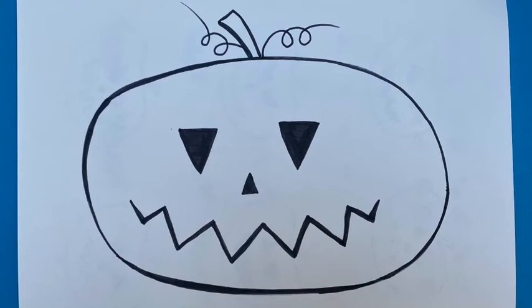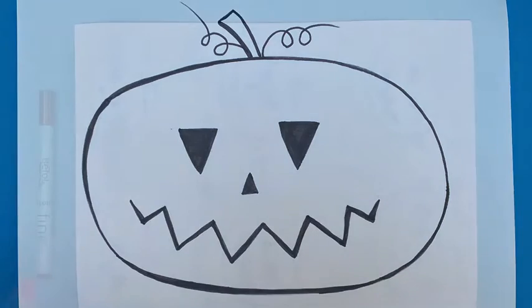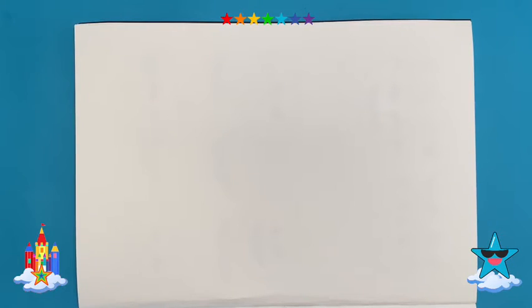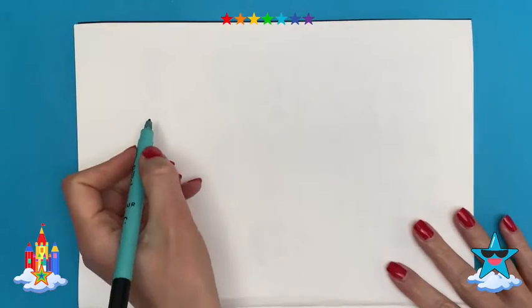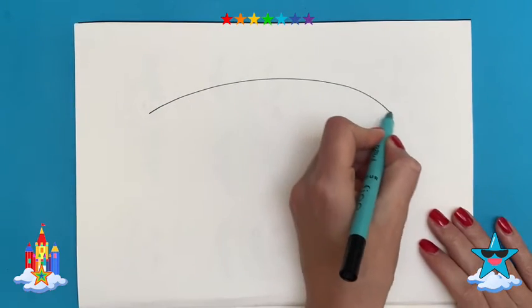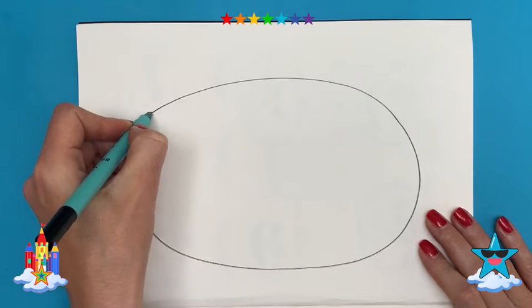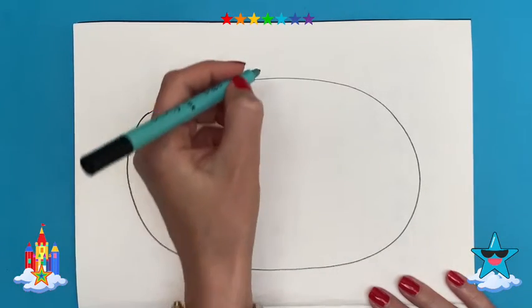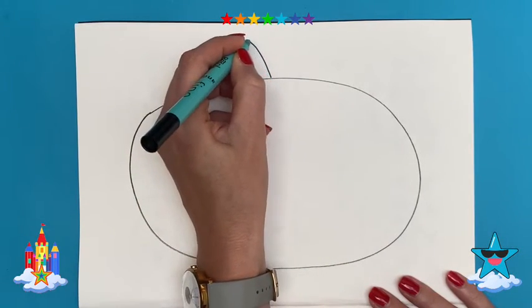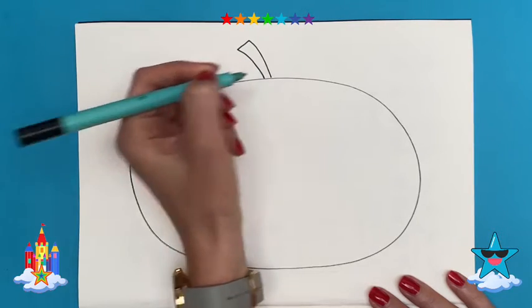In this video, we'll be drawing pumpkins by using shapes and lines. To make the pumpkin, we will be drawing a big oval. Use straight lines to draw a stem at the top of the pumpkin.